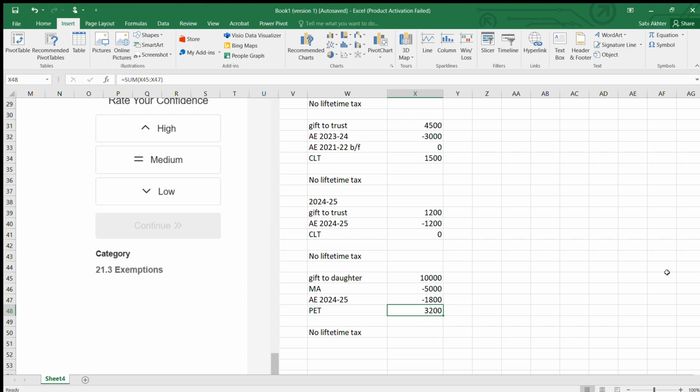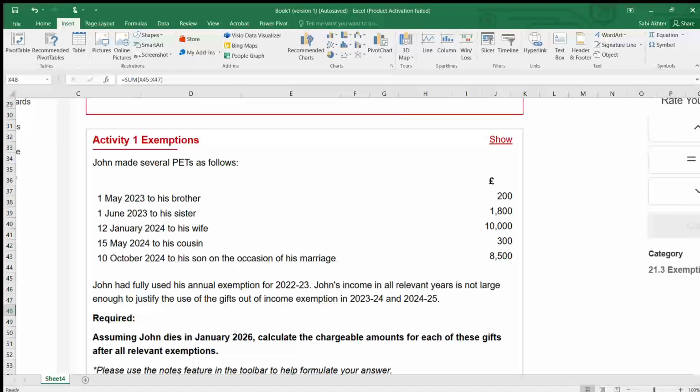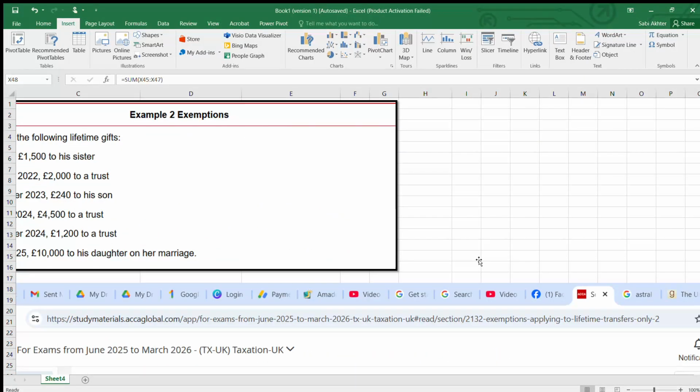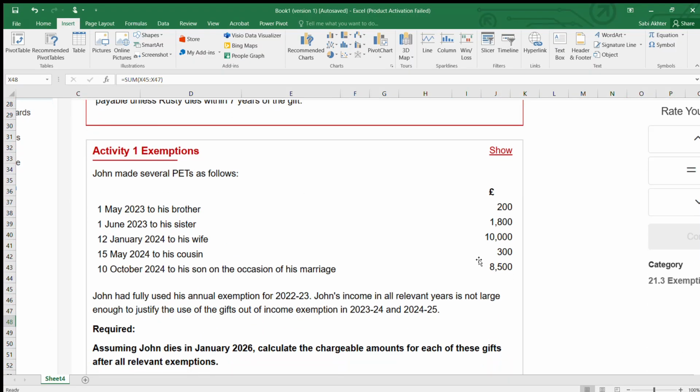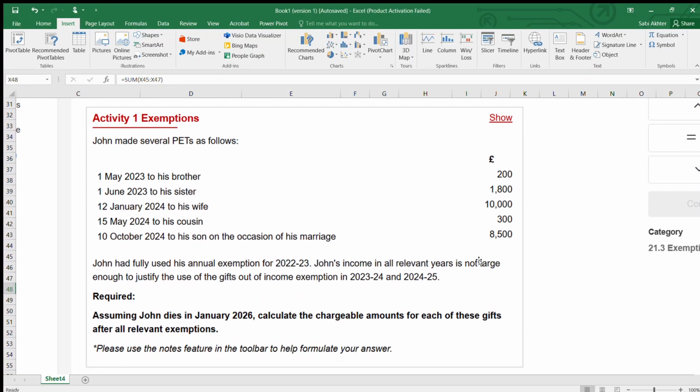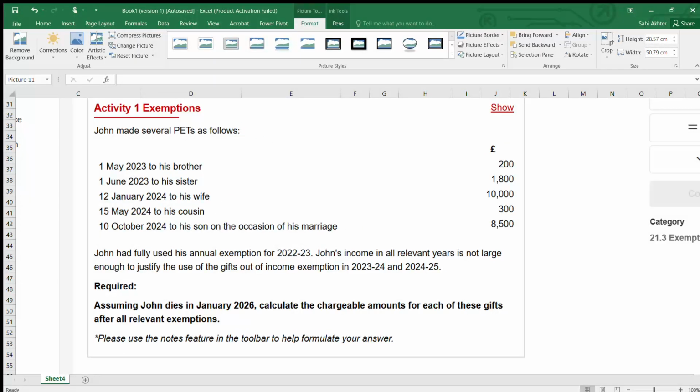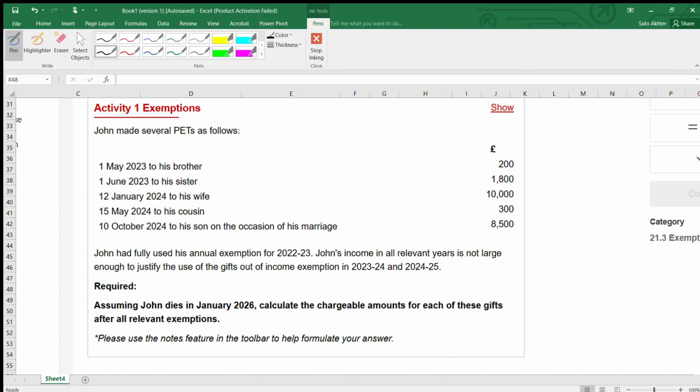So now we'll be moving on to activity 1. So we have finished example 2. Activity 1 is similar to that. Okay, here we are assuming John dies in Jan 2026. Calculate the chargeable amount for each of the gifts after all the relevant exemptions.